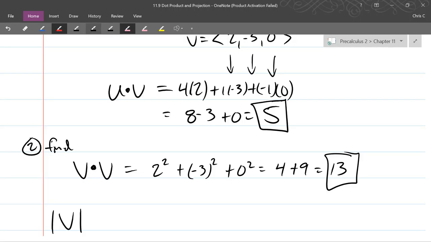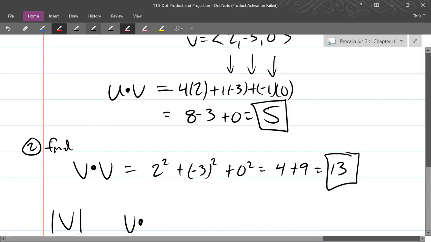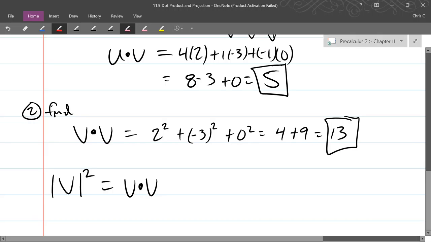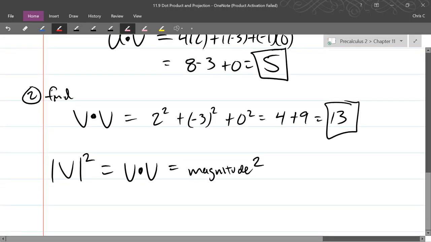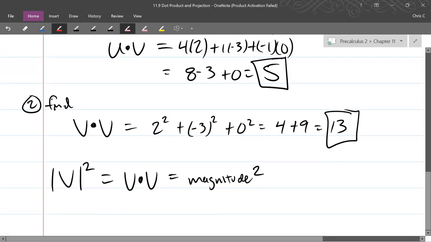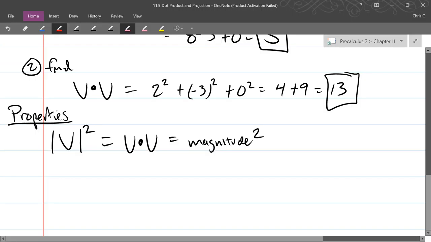Square rooted. So how does magnitude relate to a dot product with itself? I don't want to have the square root on the left, so I'm going to square it. So that'll knock out the square root part, and that will give me the dot product. So that is one property of a dot product. Dot product of a vector with itself, you get not the magnitude, but magnitude squared. So this is a start of our properties. So magnitude squared is dot product with itself.